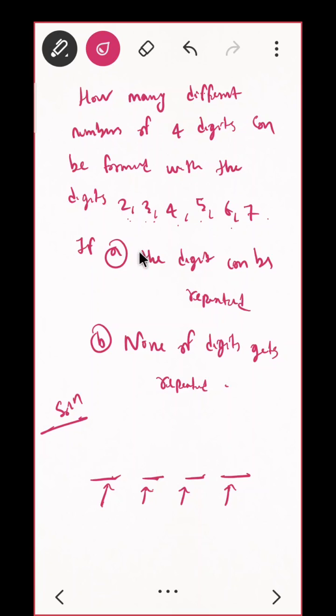In the first case, it is asking that digits can be repeated. So why would that be five? Perfect. Again six. Do you see that? It can be repeated, so for the third also it is again six, and for the fourth one it is again six. So what is the answer of A? It will be 6 raised to 4. Do you see that, everyone?